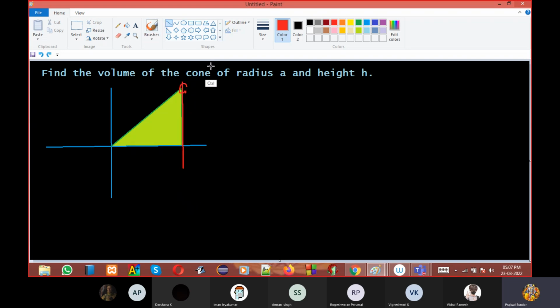You keep rotating this figure like this, and you'll get a cone like this. The radius of the cone will be here, this is the radius of the cone, and this will be the height of the cone. Tell me, are you able to understand this visualization?